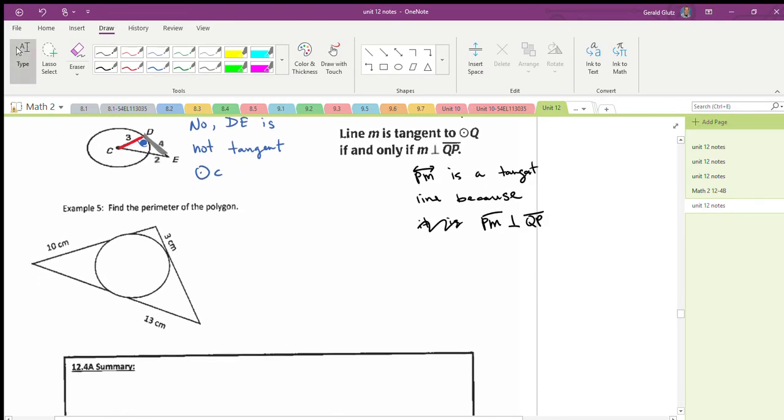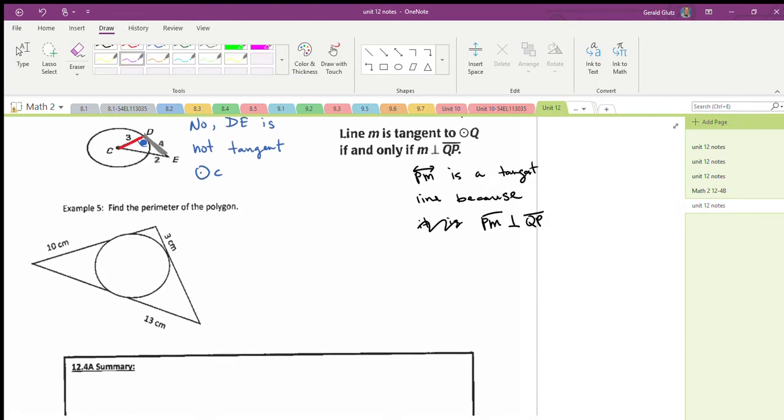All right, so last example here, example 5. We got to find the perimeter of the triangle. So I got a point right here, going to this point, going to this point. So those are two tangent lines. So that means these two purple lines have to be the same. If this is 3, this has to be 3 also.